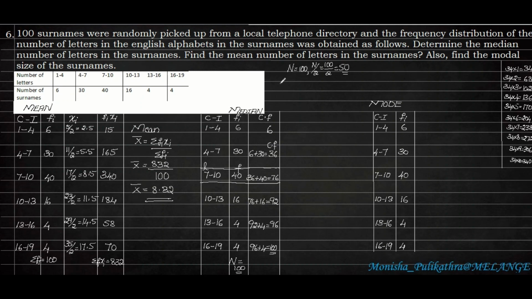Okay, so I will be writing the median formula. Median is equal to L plus (n by 2 minus CF) whole divided by F into H. So here L is 7 plus n by 2 is 50 minus CF is 36 whole divided by F is 40 into H. H is 10 minus 7, and 10 minus 7 is 3. So 7 plus 50 minus 36 is 14, divided by 40 into 3.